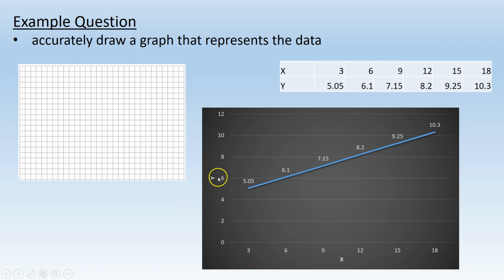So I plotted my data for x along the bottom on the x-axis, so it goes up 3, 6, 9, 12, 15, and 18, and then I plotted my results for y. So at 3 going up along the y it hits the y-axis at 5.05, 6, 6.1, 7.15, and so on and so forth.